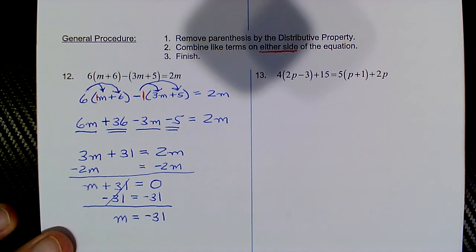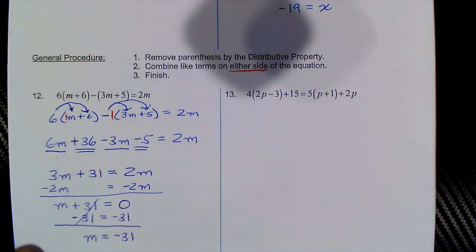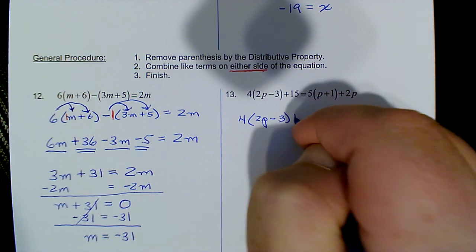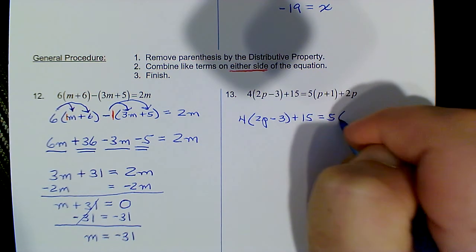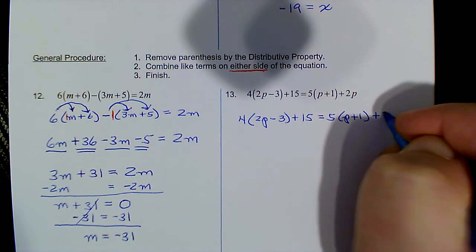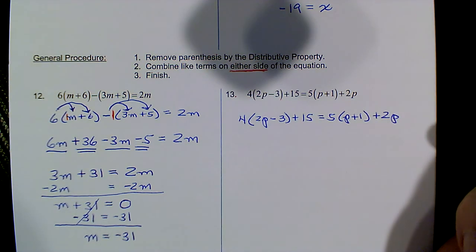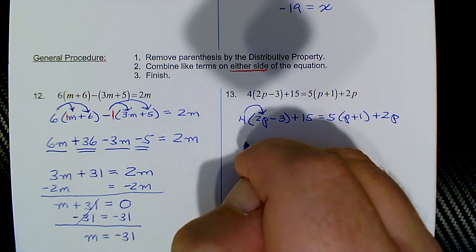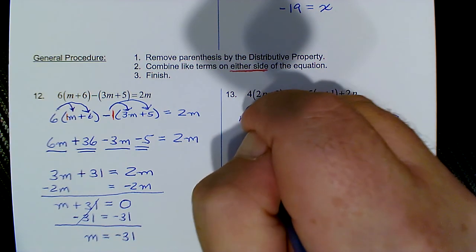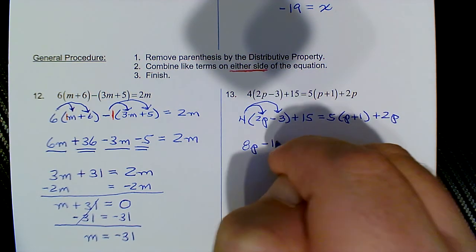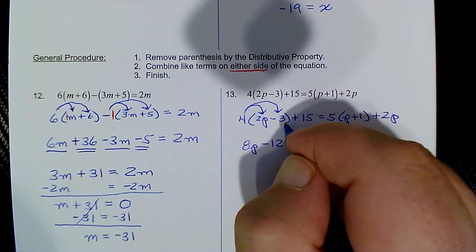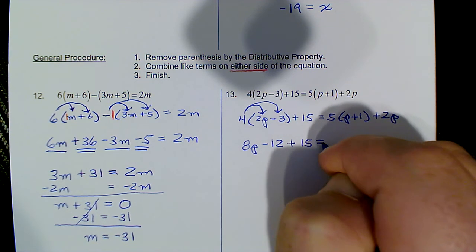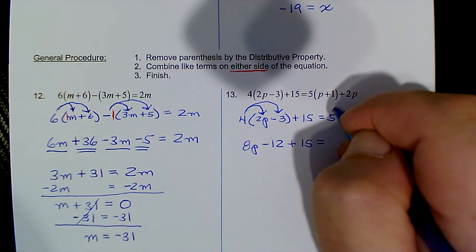Okay, so then a final example for this homework. I'll recopy. And hopefully you agree it's useful to show the distribution with the little arrows. So 4 gets dumped in, multiplied by 2p gives 8p. And then the 4 times the negative 3 gives negative 12. The closure of the parentheses stops the distribution of the 4, so therefore we just recopy the plus 15, recopy the equals, and now distribute this 5.